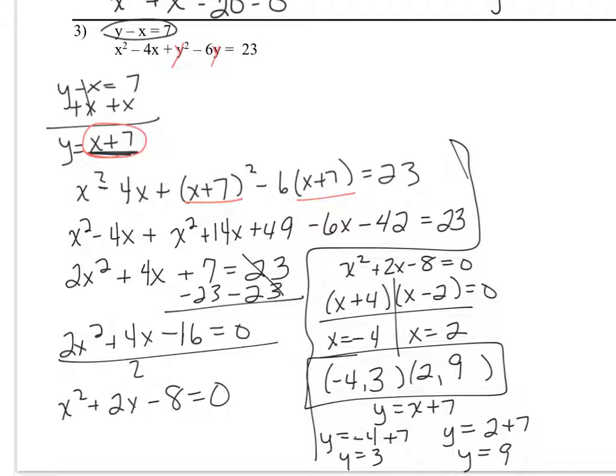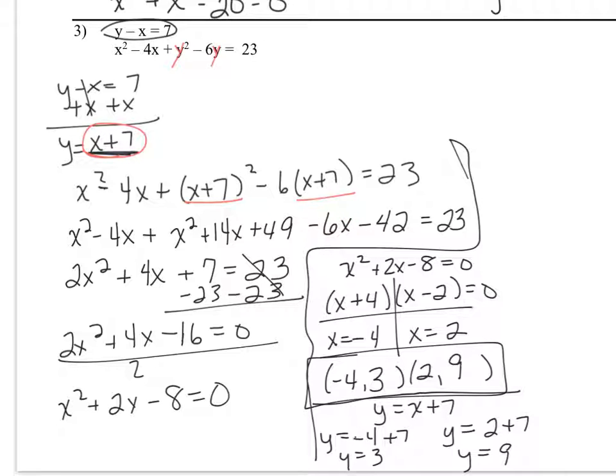Okay, so here it is, if you need to pause to take a look at it. I got negative 4, 3, and 2, 9 is my solution. Just a lot of math happening here. Take a look at it. I double distributed this. I got that. I distributed the negative 6 through, so I got negative 6x minus 42. So those are the two places that you might want to see a mistake.